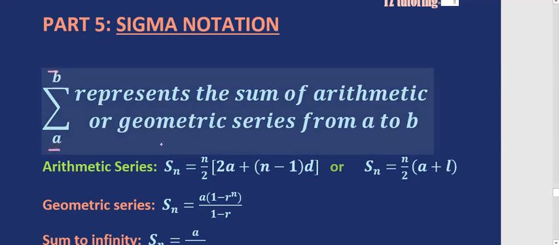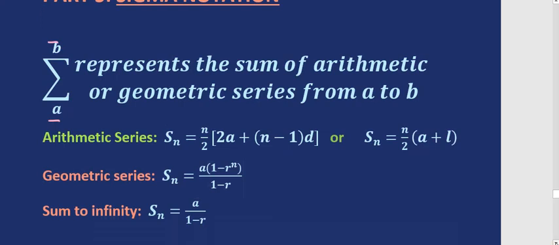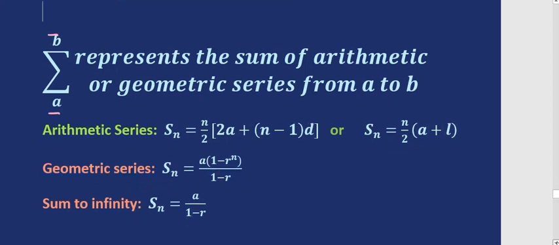Of course, because sigma notation is used to calculate the series, the sum, we are going to use the series formulas we learned when we did sequences and series. Those are given in the formula sheet. Arithmetic, we have 2, geometric, 1, and if it's sum to infinity, it would be this one. So let's put this to application.